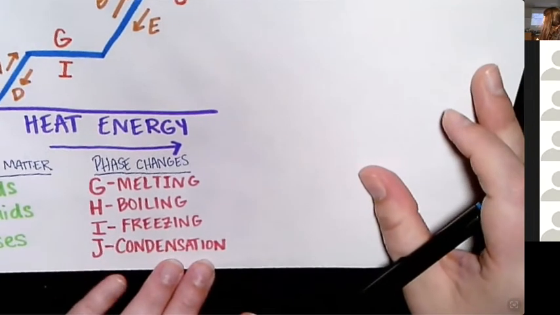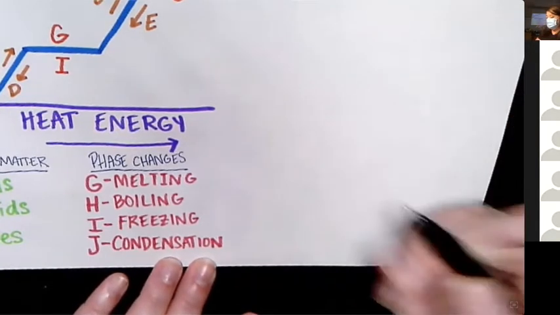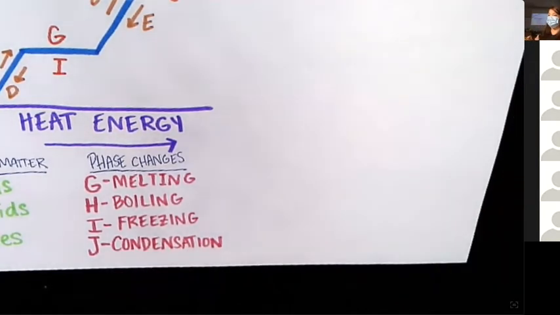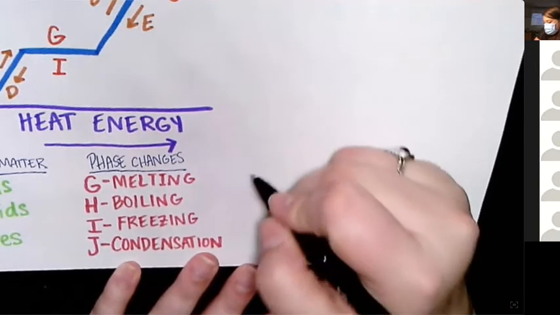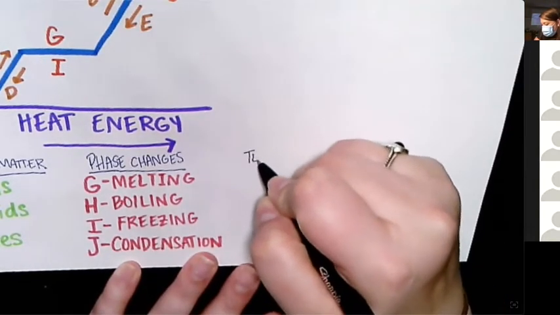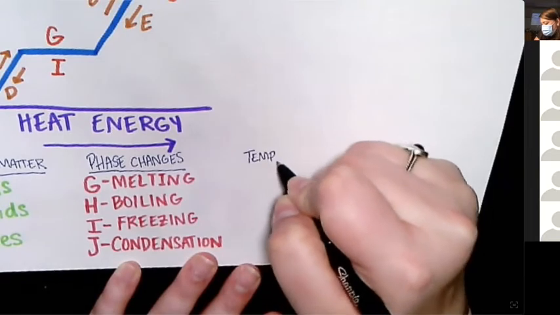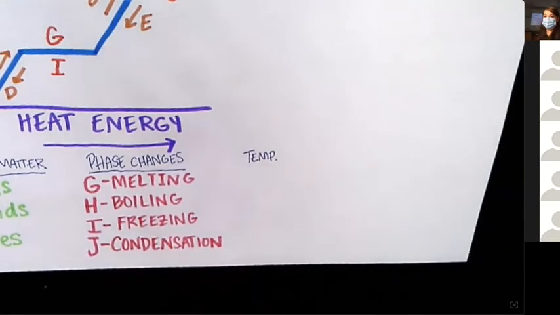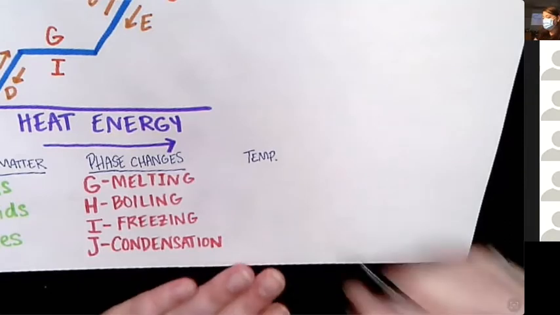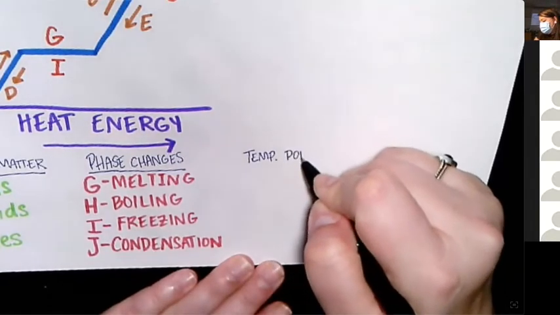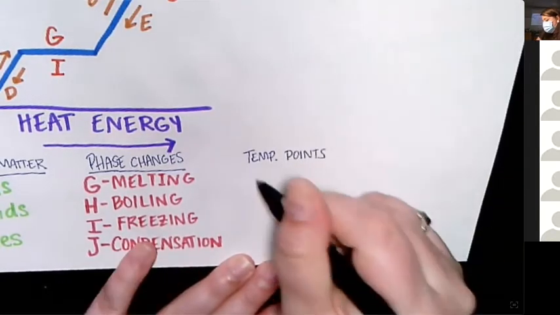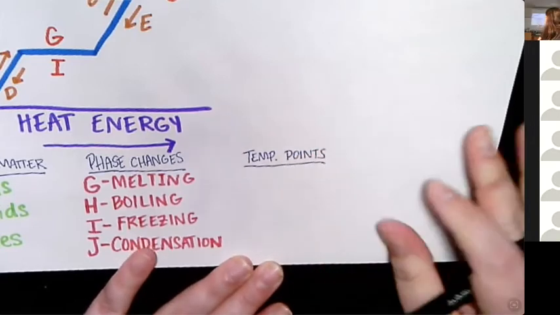All right, our next category is going to be, I'm going to call it something kind of weird. It's not weird, but you'll see. Okay, so the next category is going to be, I'm going to abbreviate temperature because y'all know what temp means at this point. So temperature points is what I'm going to call this. Okay, temperature points.